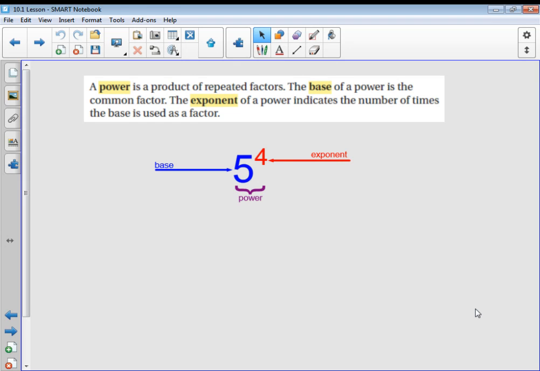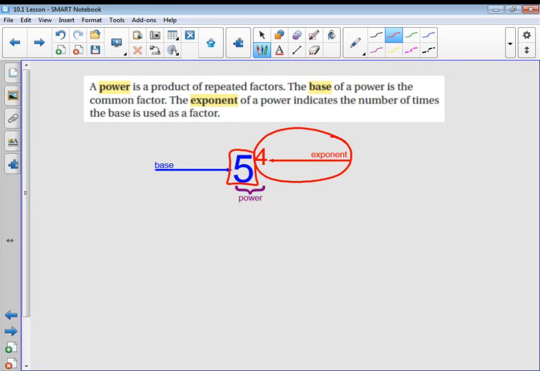So for example, this whole setup here is considered the power, okay? And then your base would be your larger number, and your exponent tells the number of times, so 5 times. In other words, if I were to see this longhand, it would look something like this. Remember, it's a power, meaning a product, and product means to multiply. Notice I have 5s, 1, 2, 3, 4 times, that's our exponent, okay?